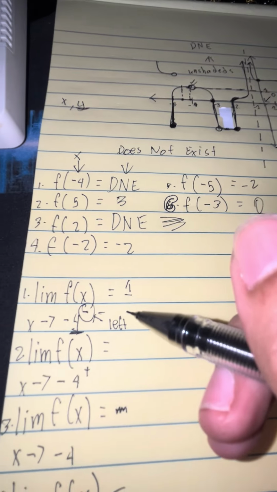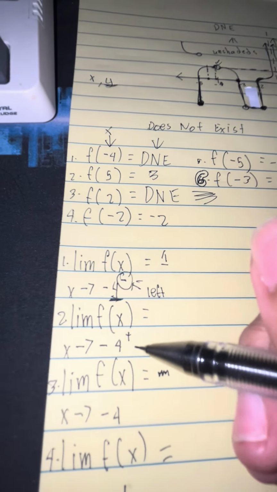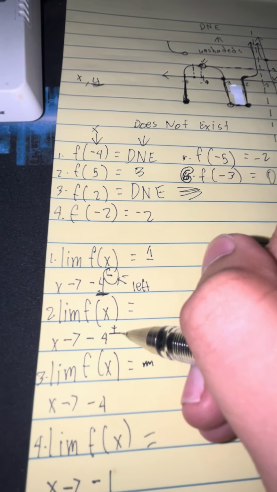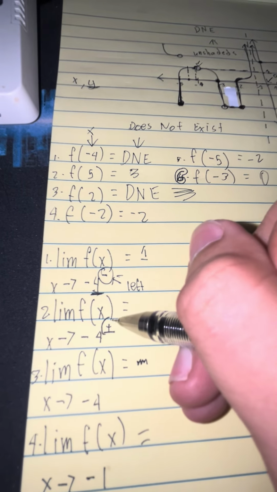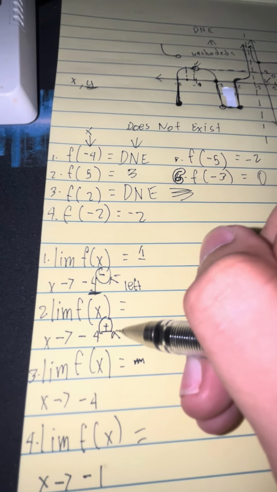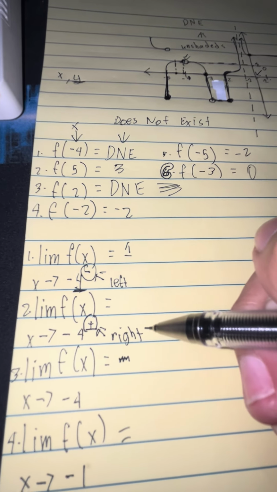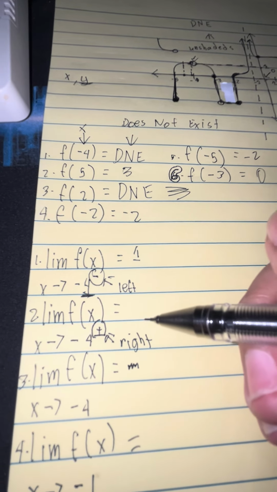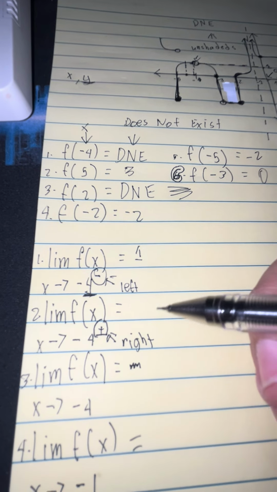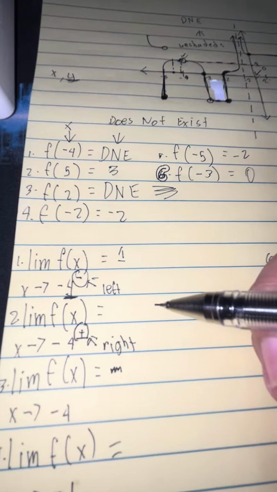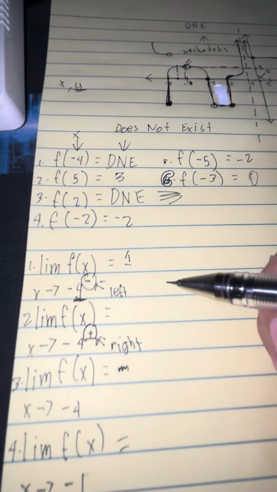Now let's move on to number 2. What if we consider the right side? This symbol asks for the right hand limit, or the value of y when x gets closer to -4 from the right side. Now the process is the same.